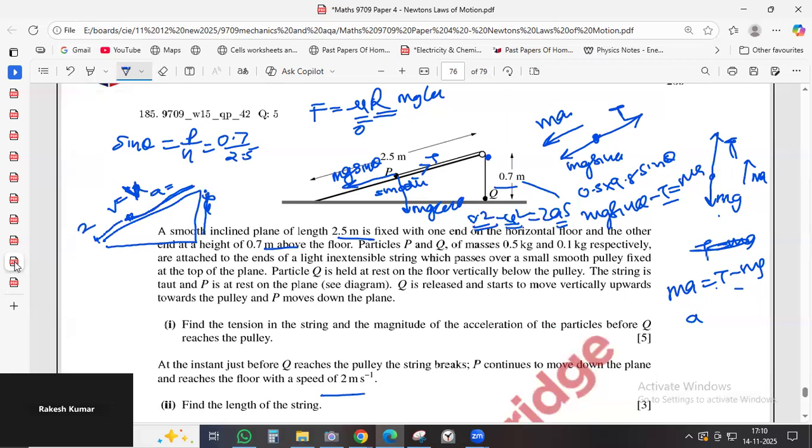Now after that, it does not follow this acceleration a, because the string has broken. It follows acceleration g sine theta. That means I know the final velocity, I know the initial velocity, and I know g sine theta, so I can calculate the distance s. Now this distance minus the total distance will give you the string length, because at this point when the string was here, this was the total string.